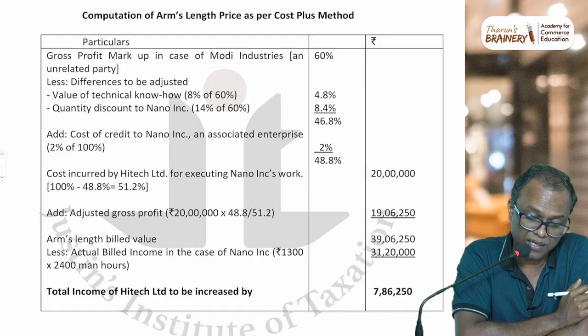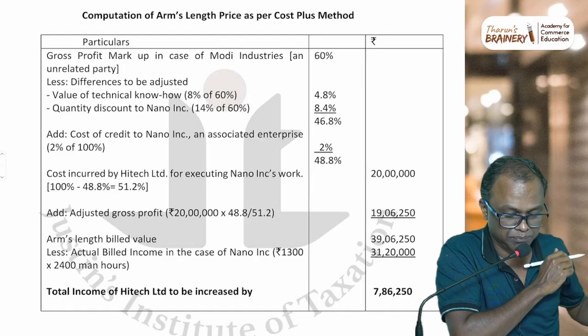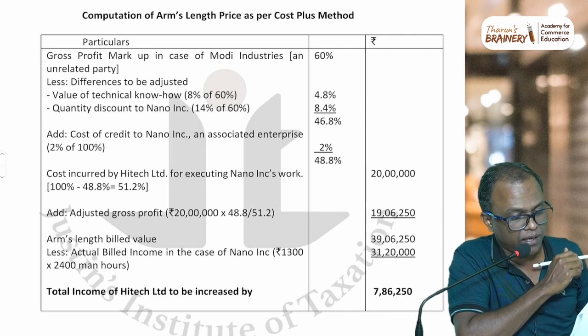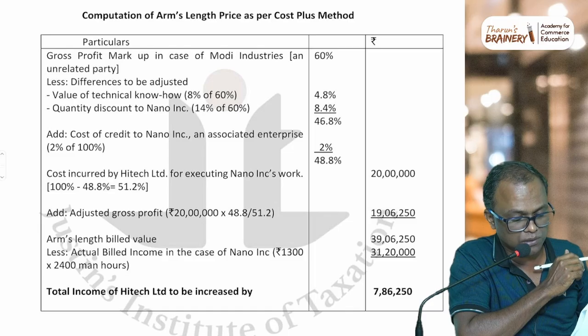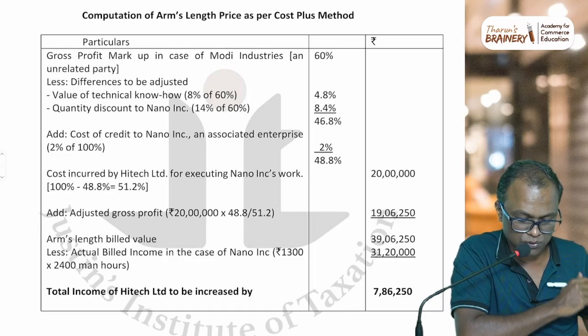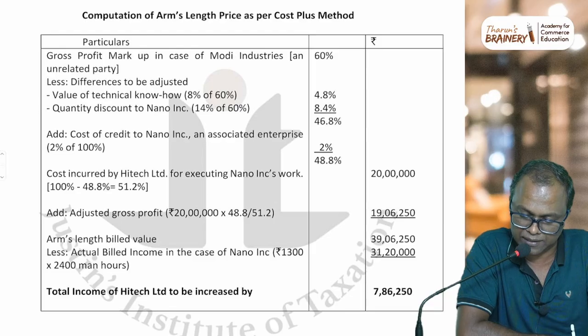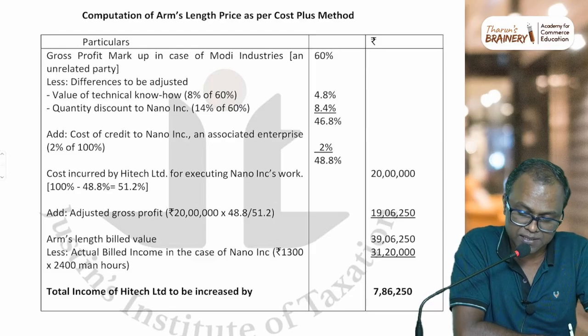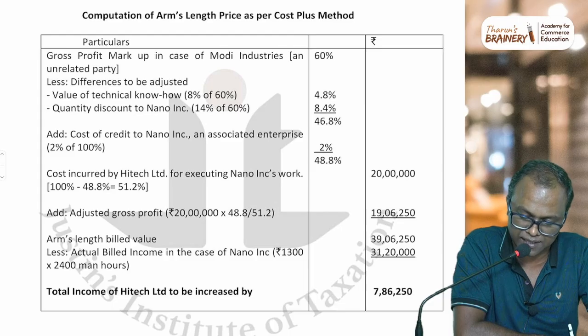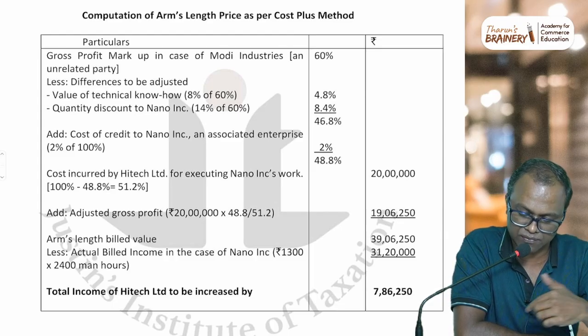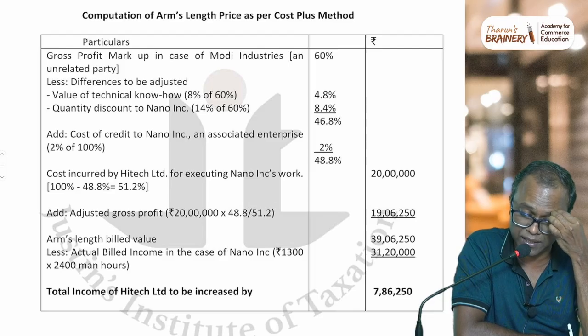But actually what we billed, as given in the question, is 1,300 per man hour to Nano, and actual hours incurred is 2,400 man hours. So 2,400 into rupees 1,300. What we billed is 31 lakh 20,000. To be billed is 39 lakh 6,250. Remember, it is the P&L account credit side. Sales is understated, understated to the extent of 7 lakh 86,250 to be added.